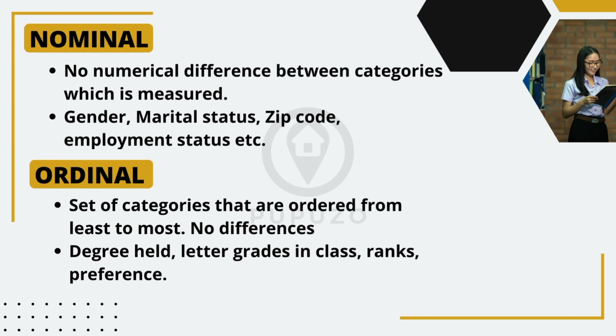Moving on to the ordinal scale, it incorporates categories that have an inherent order or ranking, but the differences between the categories are not necessarily equal. Examples of ordinal variables include the degree held, letter grades in a class, ranks, and preference. While we can establish a relative order, the magnitude of differences between categories may not be uniform.